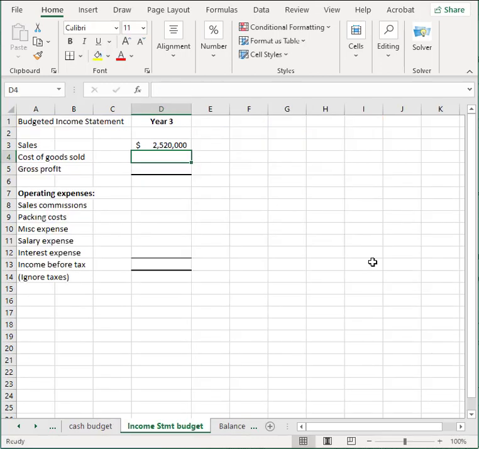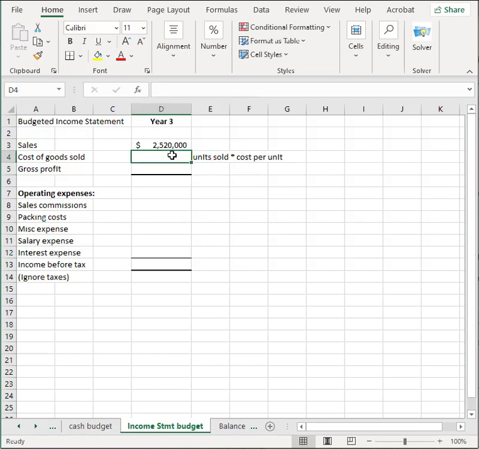Now, cost of goods sold. We don't have a tab for that. We had a tab for purchasing the goods that we're going to sell. But the cost of goods purchased is not the same as cost of goods sold. Cost of goods purchased is what you bought, but cost of goods sold is what you sold. So here we want units sold times the cost per unit. So cost of goods sold is units sold times cost per unit.